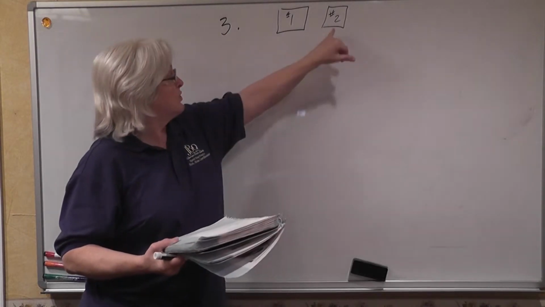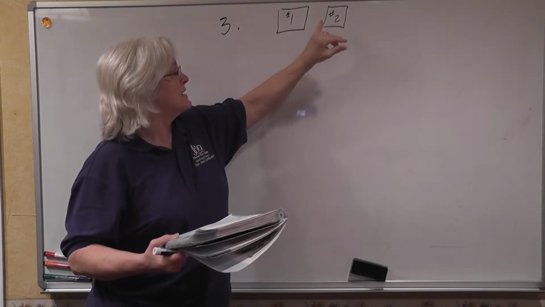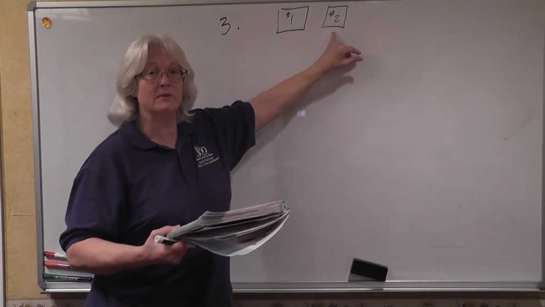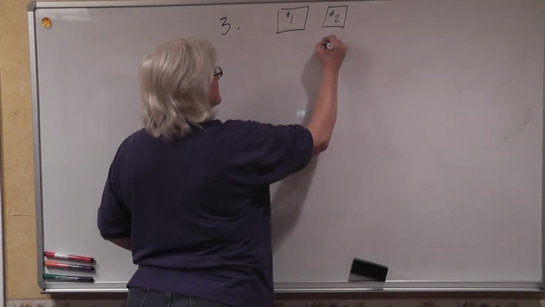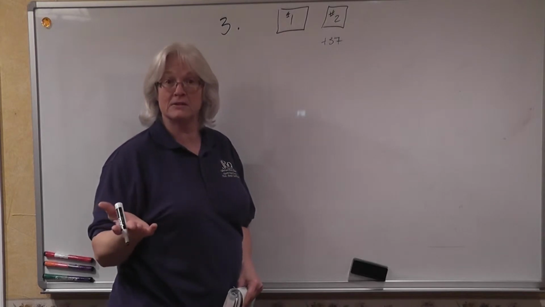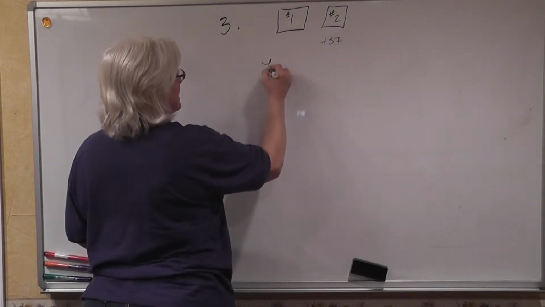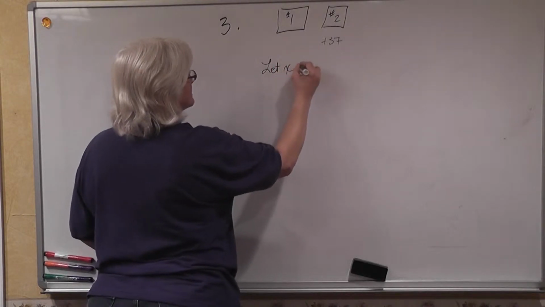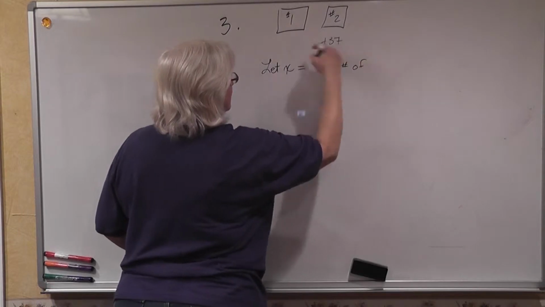Well, it says that the second book has 37 more pages than the first book. So this has 37 more. Doesn't that make sense? Well, with what we've done here, couldn't we say, let X be the number of pages in the first book?